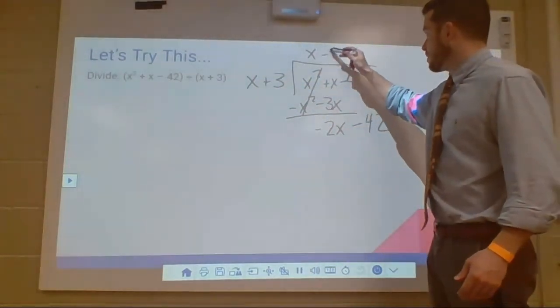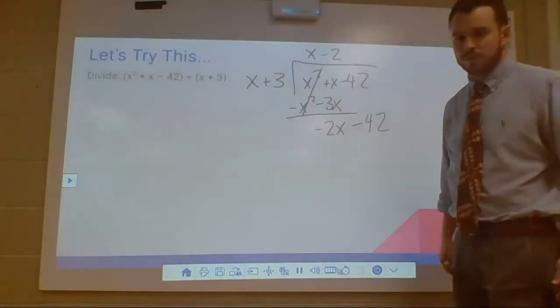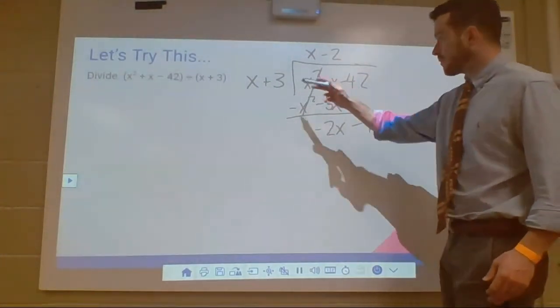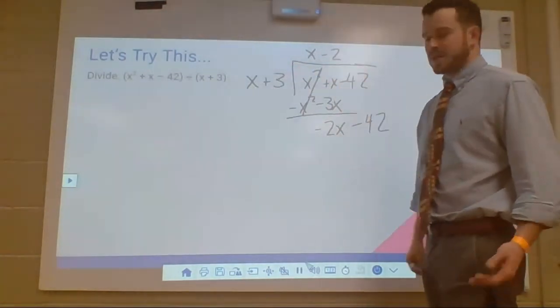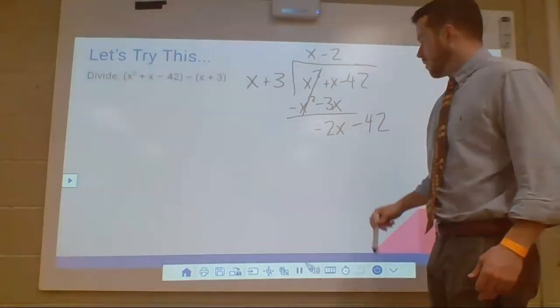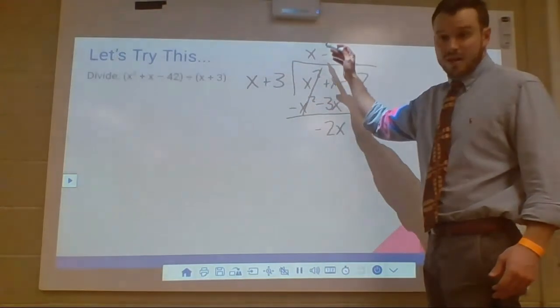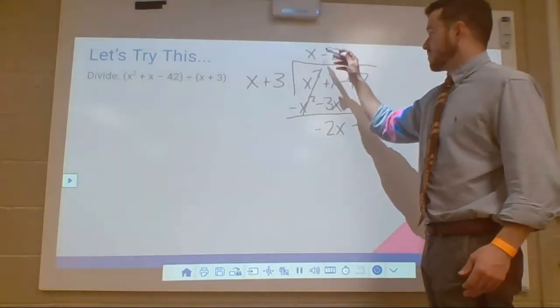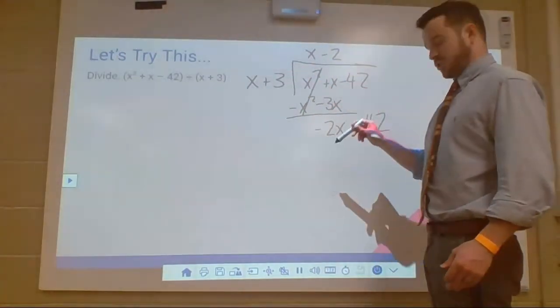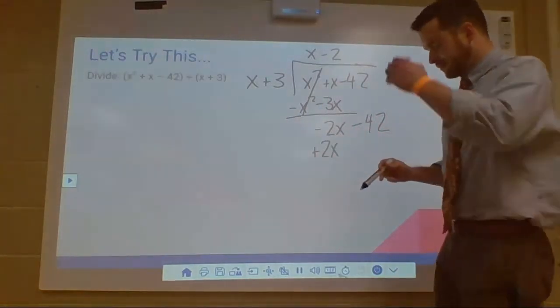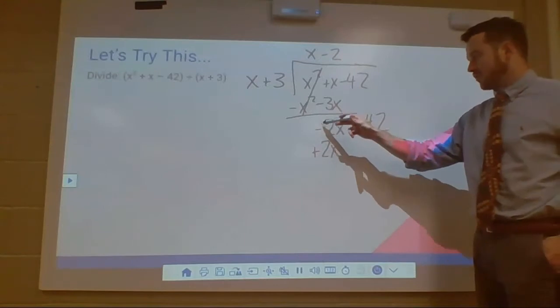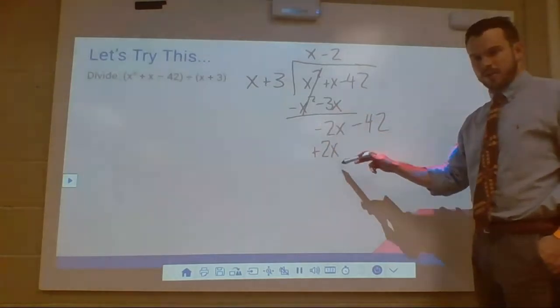So I'm going to put negative 2 right there at the top. And then I'm going to say x times negative 2. Well, x times negative 2 is negative 2x. But I'm going to change the sign there. I'm going to change that to positive 2x. I'm going to add 2x, because the goal here really is to just cancel out that term right there.